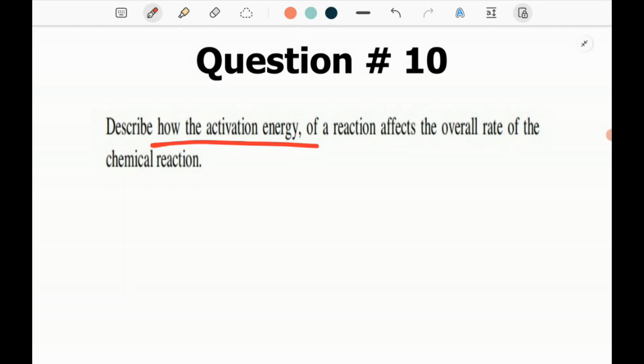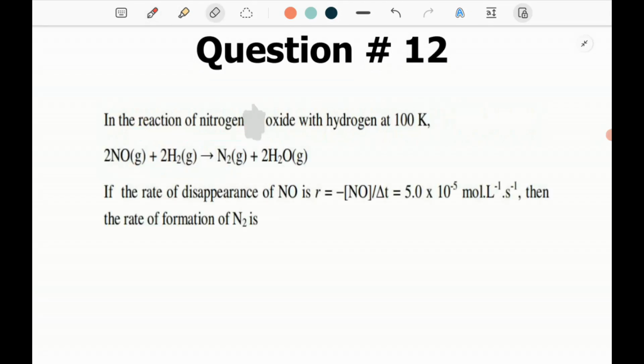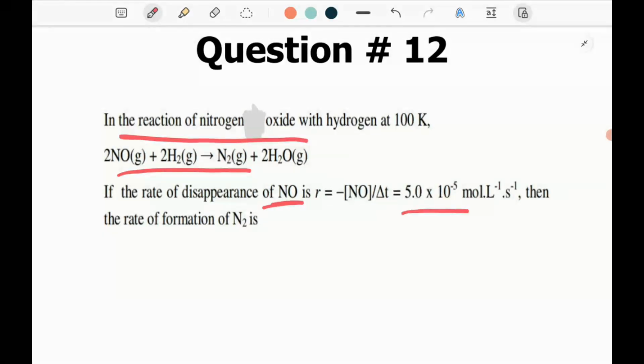Describe how the activation energy of a reaction affects the overall rate of chemical reaction. What two factors determine whether a collision between two reactant molecules will result in reaction? In the reaction of nitrogen oxide with hydrogen, which is given here, if the rate of disappearance of nitrogen monoxide is 5 times 10 to the power of minus 5, then what is the rate of formation of nitrogen?